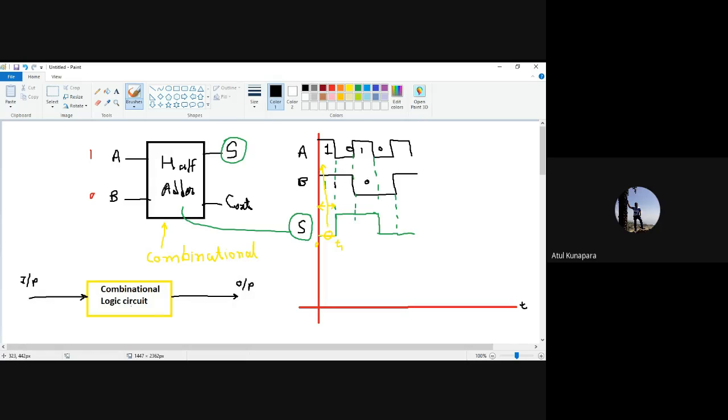Means inside the circuit there is no memory unit, there is no other kind of information storage going to take place. Whatever input you are going to supply, according to that you will be getting the output. That's what we can say a combinational circuit is.